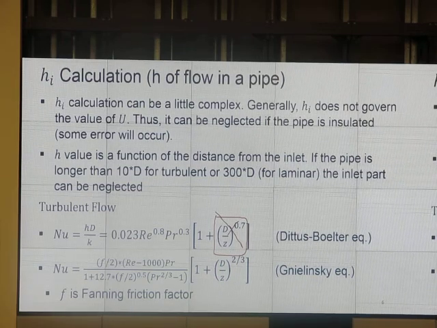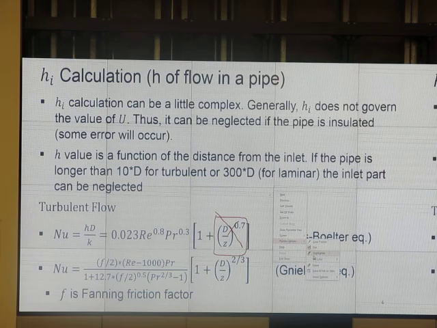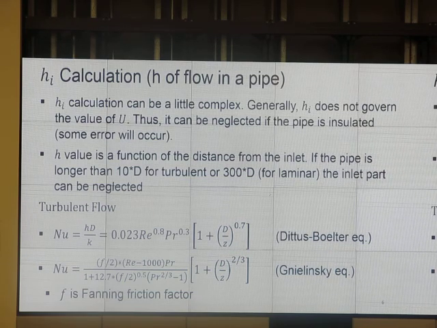Okay? I give you 2 formulas. Which one do you think is more accurate, top one or bottom one? Or which one is easier to calculate? Ivan, which one is easier to calculate, number 1 or number 2? Number 1 is easier to calculate.